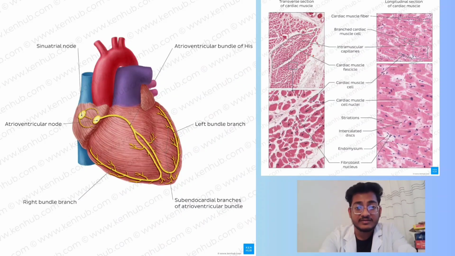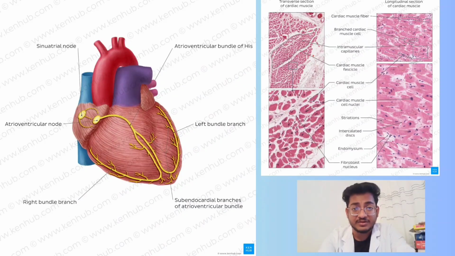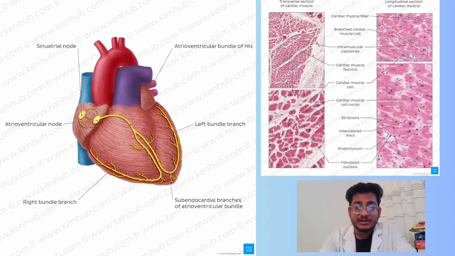You can see on the screen the heart, and on this diagram of the heart you can see the sinoatrial node, atrioventricular bundle of His, left bundle branch and right bundle branch, and subendocardial branches of the atrioventricular bundle. So this is the conduction system of the heart.